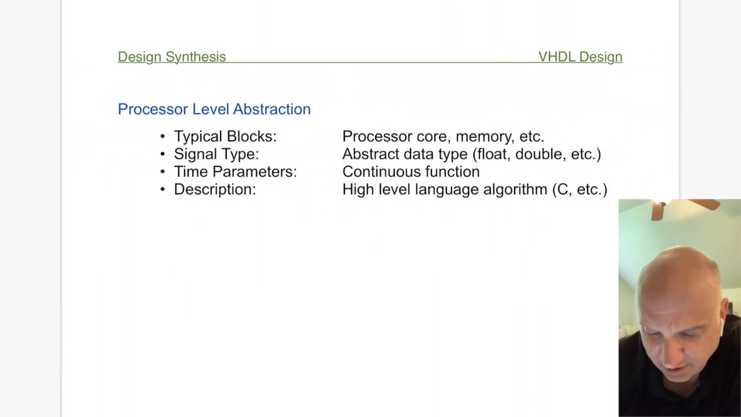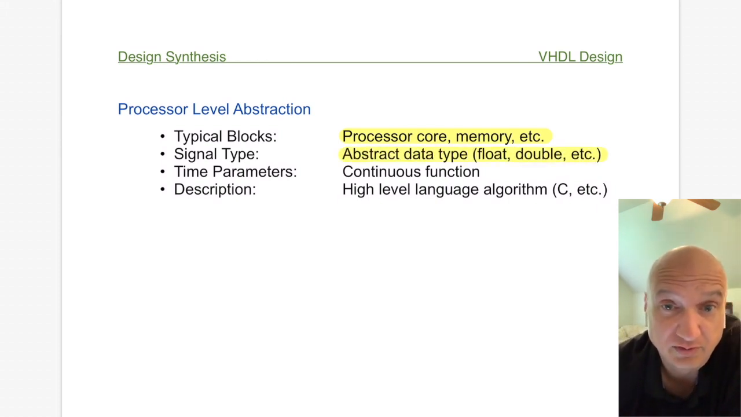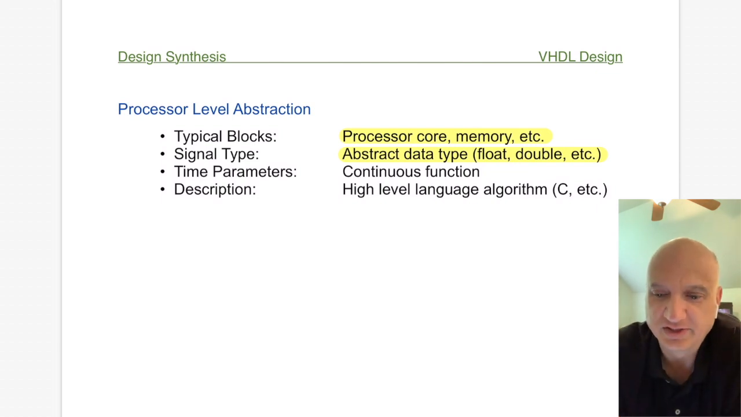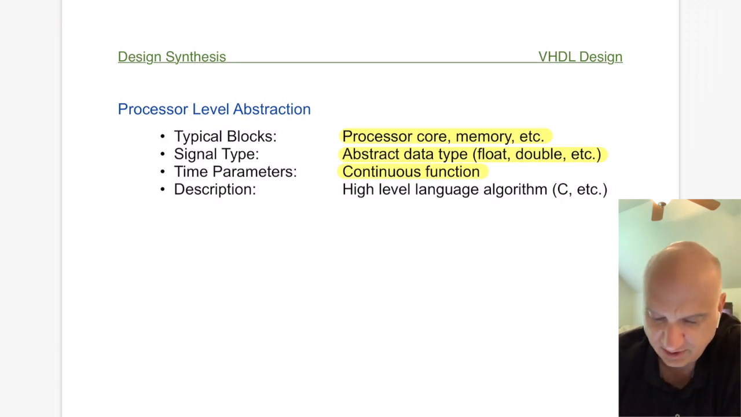Going even higher, we can talk in terms of the processor level, where we talk about the processor core and memory structures, right? So internal RAM, caches, that kind of stuff. And we basically can start talking about more abstract data types like floating point or double precision numbers and that kind of stuff. So we're really stepping away from the individual transistors now, because those are way down in our level of abstraction. And then we talk in terms of continuous function, like execution times and that kind of stuff.